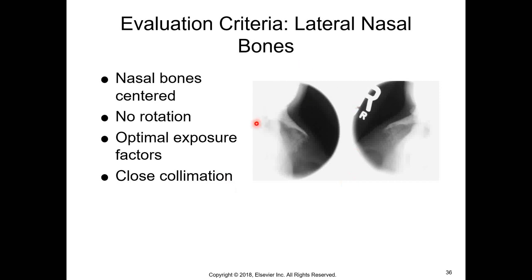And of course, then you want to collimate down. We don't need the entire orbit on there. We don't really need a whole lot of facial bones except the nasal bones themselves.